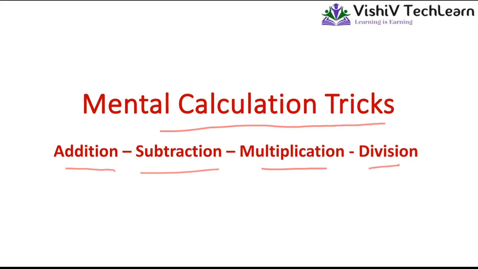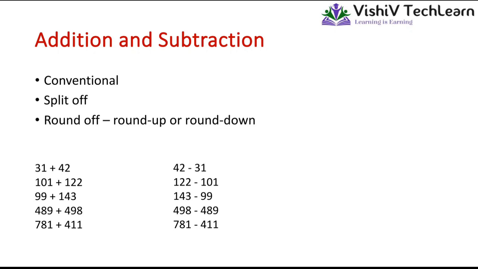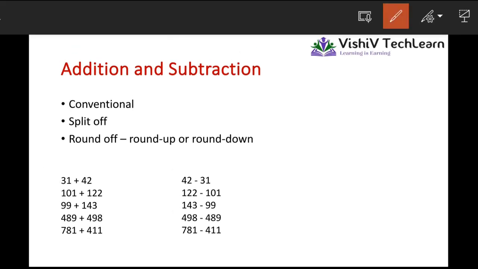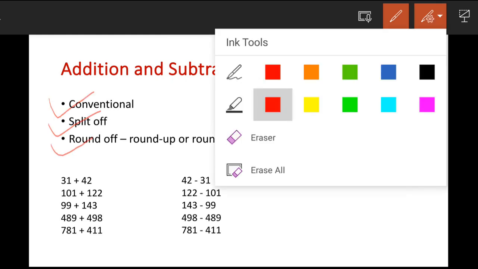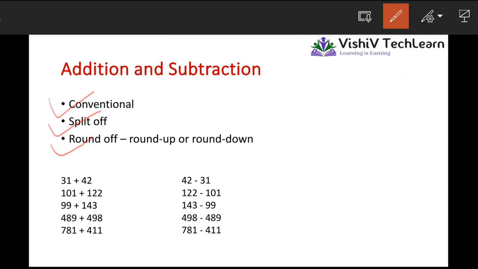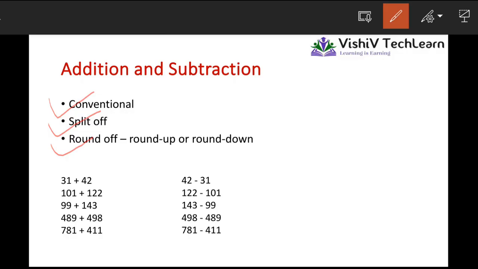Okay, let's start. So in case of mental calculation tricks, here you can see three points: conventional method, split off method and round off method. Now out of all these, the conventional method, we already have learned this in school days. In case of the conventional method, if we have two numbers, for example, let's say 77 and maybe 25, right?